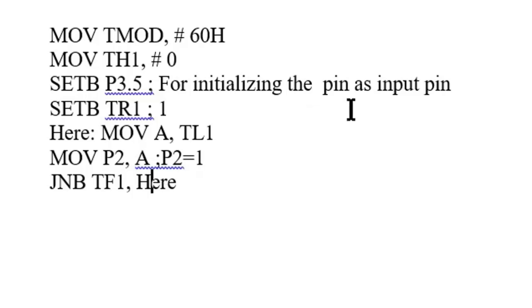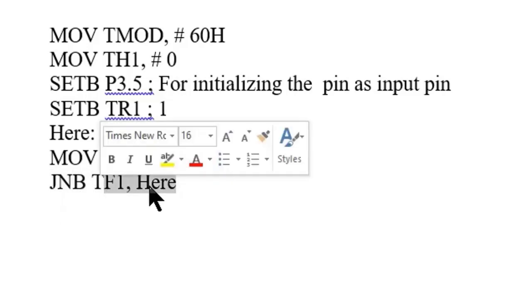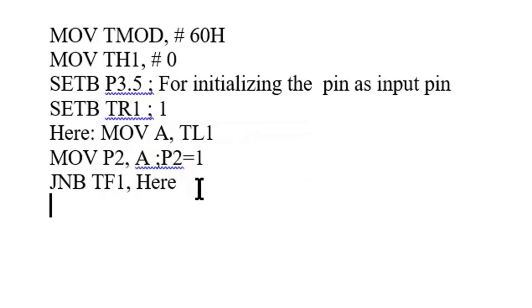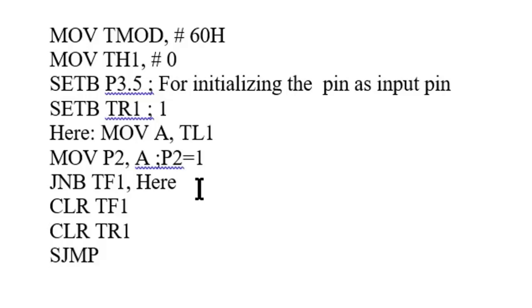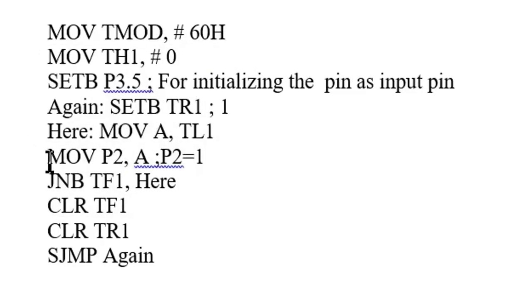So what is the next thing needed? When the value reaches the highest value, means when JNB TF1 is high, the highest value has been reached, then what should we require? First we must clear the timer flag TF1, or we should stop the timer run. If we want to repeat the same thing, means to continue the counting again, what should we do? Just a short jump. Now where will the short jump be? The short jump will go to the label at this position, means again it will start the timer. So this is the total program.